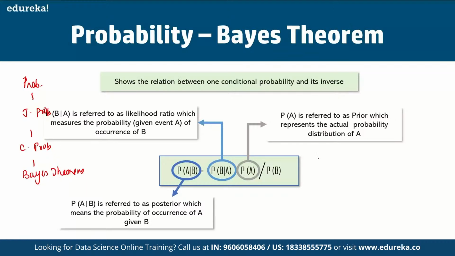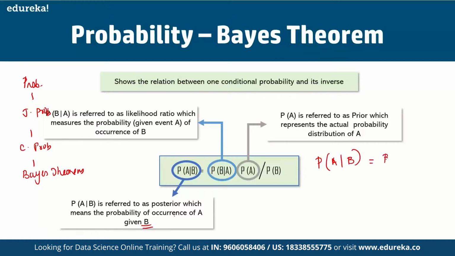So here I'm saying, what is the chance or what is the probability of A happening given B? So B event has already happened. What is the probability of event A occurring? This is actually called the posterior, which means the probability of occurrence of A given B. This is what we are trying to find out.